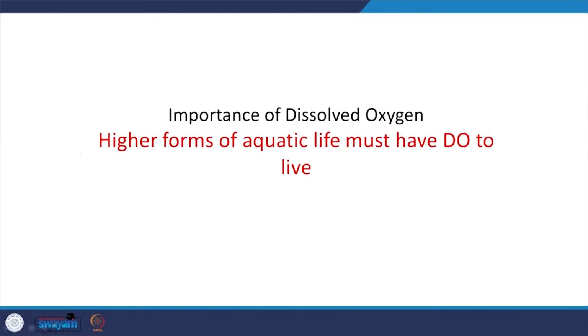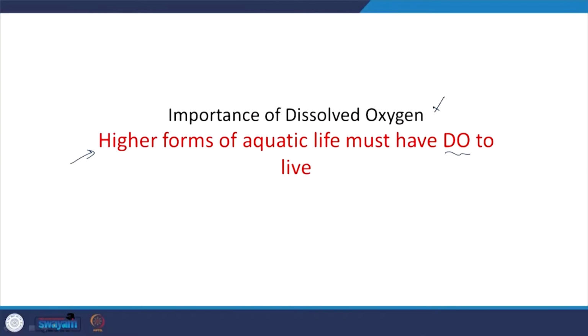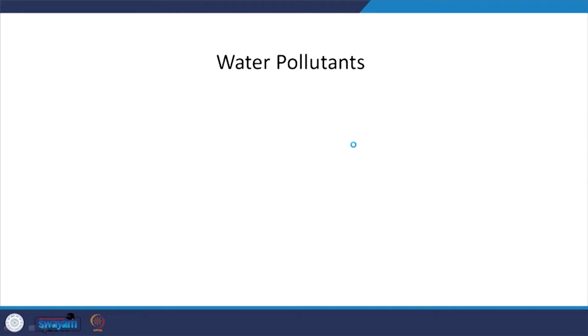Because higher forms of aquatic life must have dissolved oxygen to live, and at relatively low DO levels, or no oxygen or anaerobic conditions, you are going to have septic conditions prevailing, and you will also have pathogens prevailing, with relatively greater prevalence during that time, right. In general, high dissolved oxygen content is, I guess, an indirect indicator of decent quality of water, right, decent, not good, I guess.